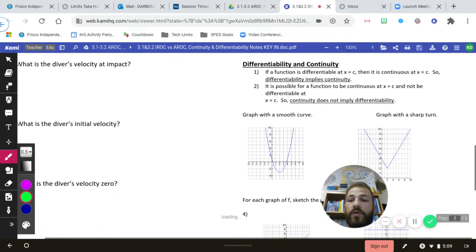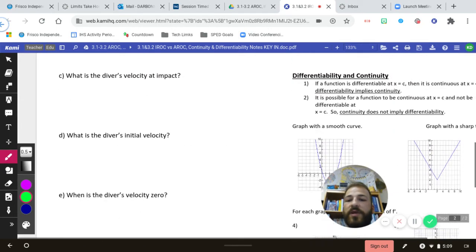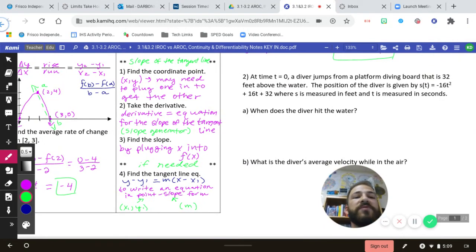I'm going to do number 2 with y'all, and then I think you can find 3 on your own. Okay. So at time t equals 0, a diver jumps from a platform diving board that is 32 feet above the water. The position of the diver is given by S of t equals negative 16t squared plus 16t plus 32, where S is measured in feet and t is measured in seconds.